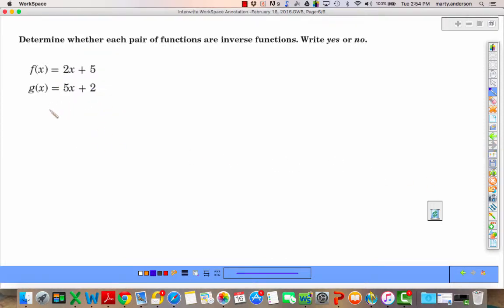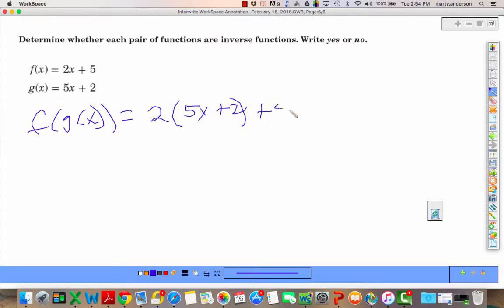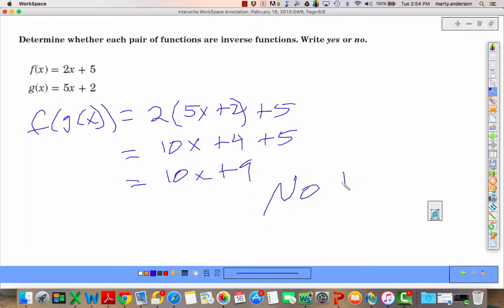And the last one, check to see if they are inverses. F of g of x is equal to 2 times 5x plus 2 plus 5. You'll get the hang of being able to recognize if this is going to be feasible, and clearly this is not inverses. Okay, so you got your two types of problems. One is showing they're inverses and graphing them, and the other one is checking the FOG and the GOF to see if they work out.